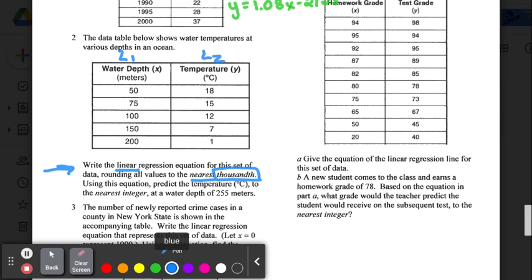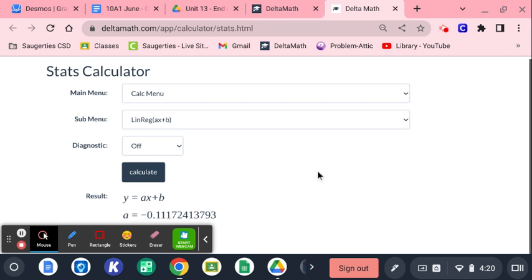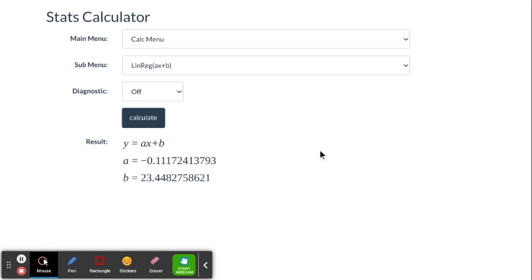So again, I'm going to pause the video, work my magic in my Delta Math, and then come back and show you what the answer is. You guys do the same thing. Okay, get this bigger. So here's my equation.